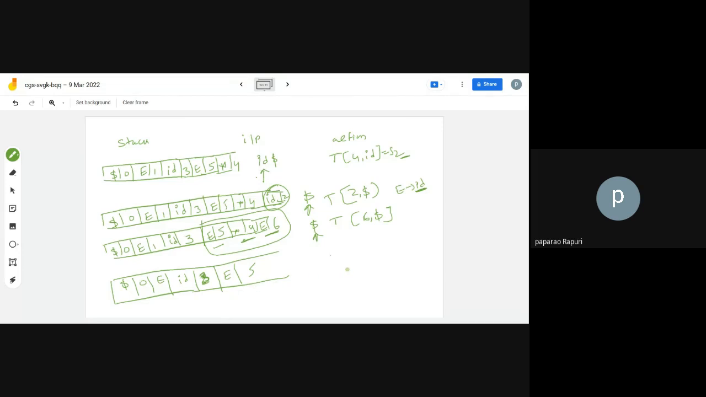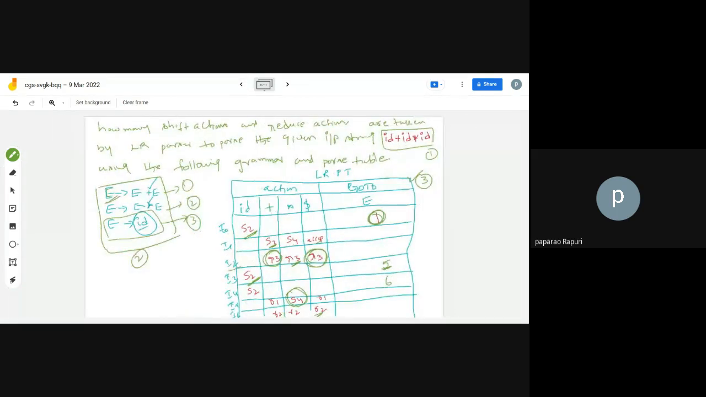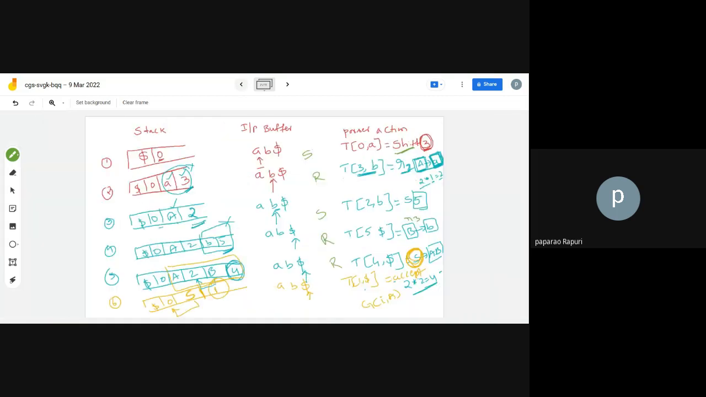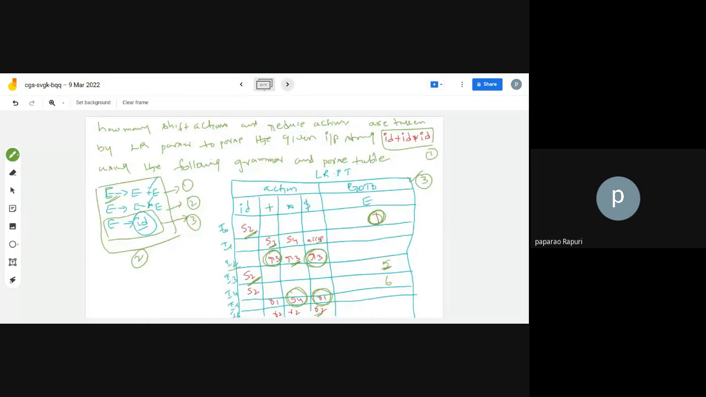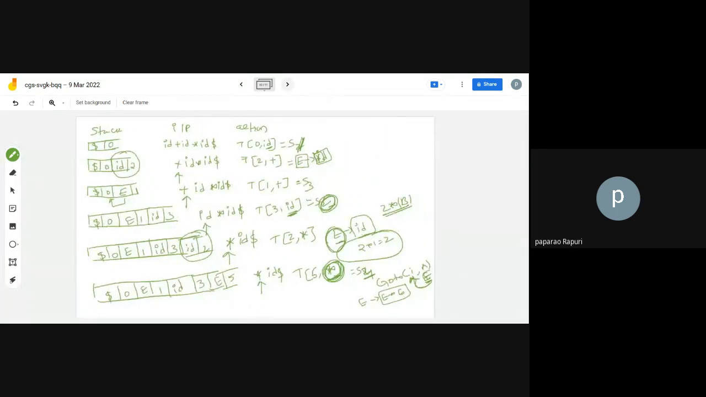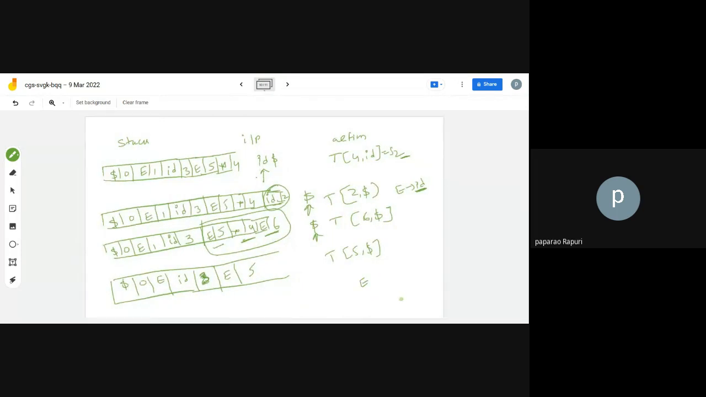Now we need to check T of 5 comma dollar again. 5 comma dollar means reduce R1. Reduce R1 means again we are having 3 symbols, because E derives E star E. So here we need to pop.